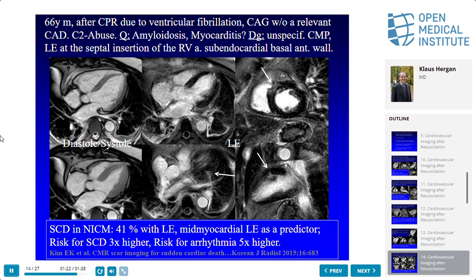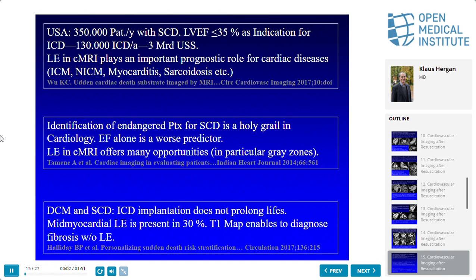The interesting point is that late enhancement is a predictor for sudden cardiac death in the future. And there are several studies telling this. In the United States, around 350,000 patients suffer sudden cardiac death per year. And those who survive and have an ejection fraction less than 35% get an ICD implanted. This is around 130,000 patients per year, and this is around $3 billion US in costs.